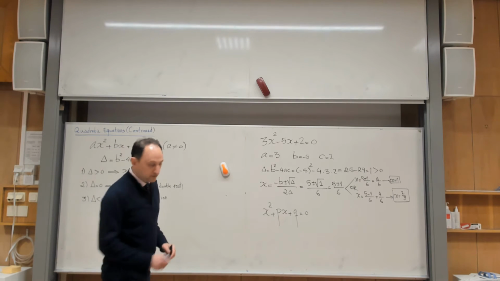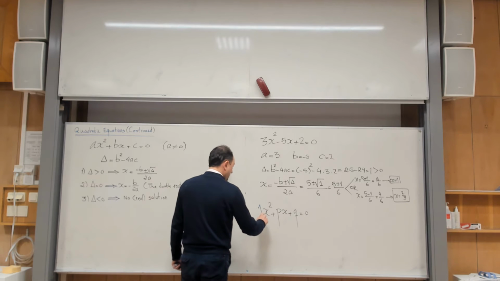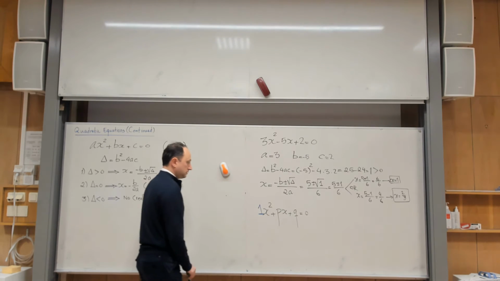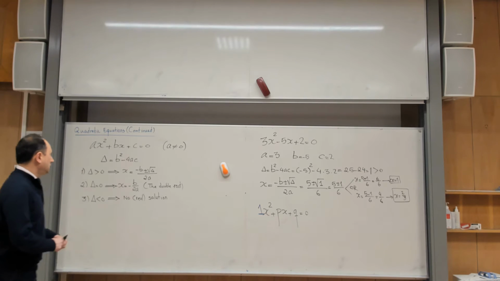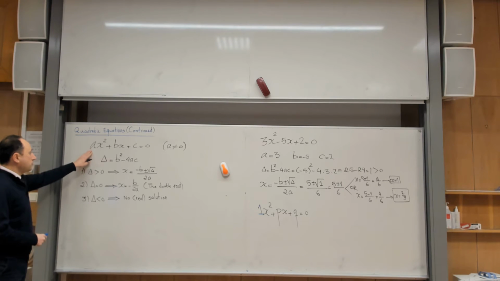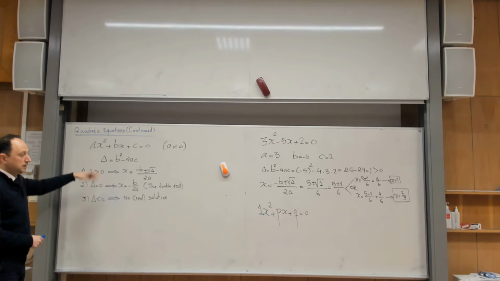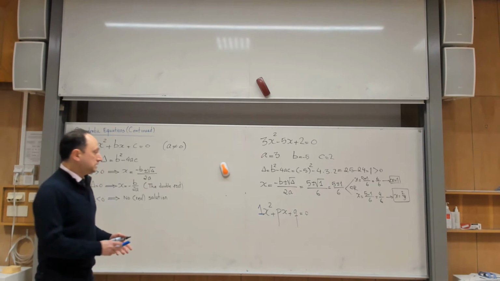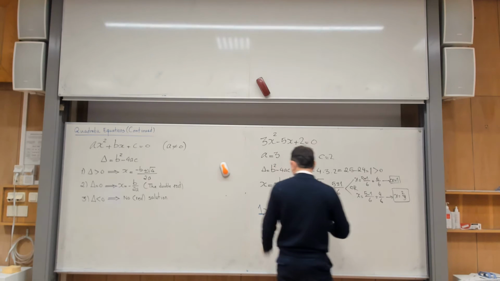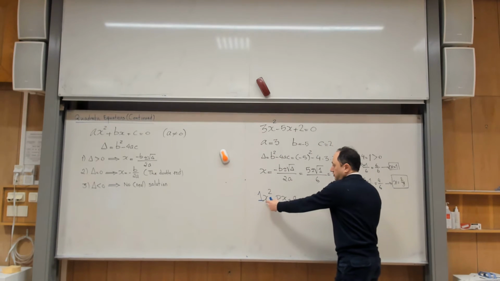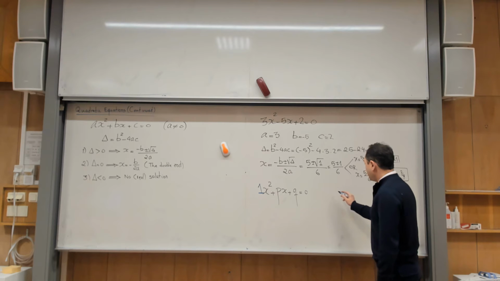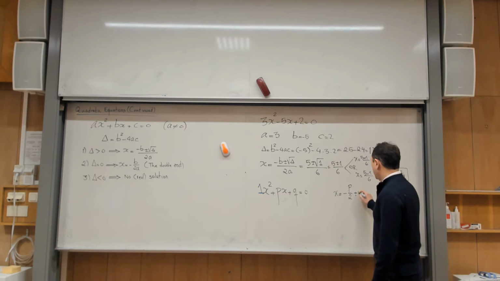Let me write it with a different color. So this has to be 1. In the ABC formula, it works both for the case that A is equal to 1 and not equal to 1. But the PQ formula only works if the coefficient of x squared is 1. In that case, you can use this formula. If I remember it correctly, it's minus p over 2, and then plus or minus the square root of p over 2 squared minus q.